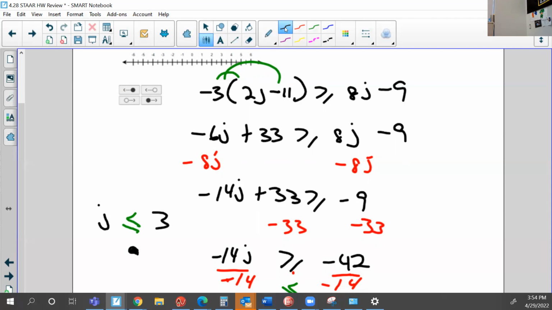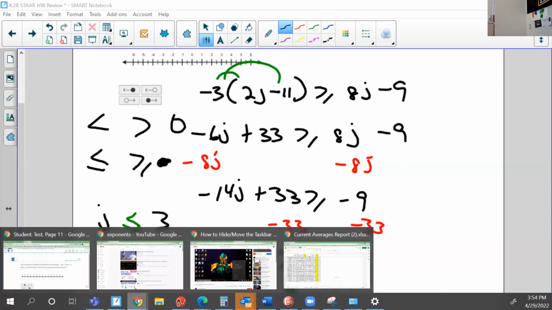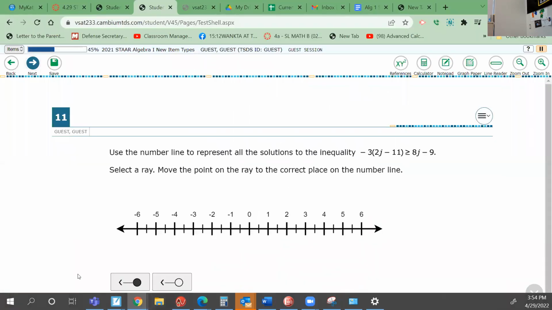Before I go to the number line, remember real quick, if it's less than or greater than, it's an open circle. Less than or equal to, greater than or equal to is a closed circle. Remember that, guys. Closed circle. So now if I go back to this, I'm going to have j is less than or equal to 3.